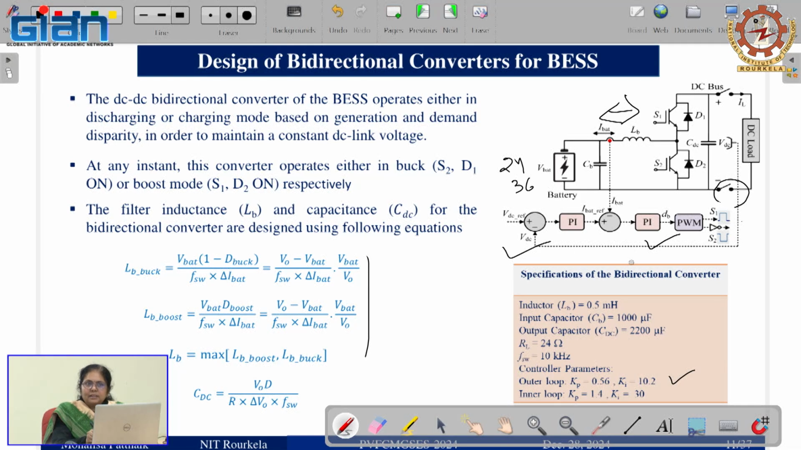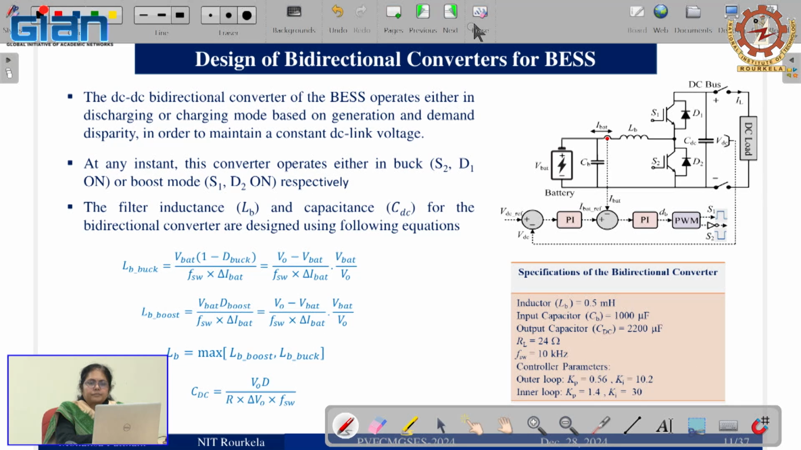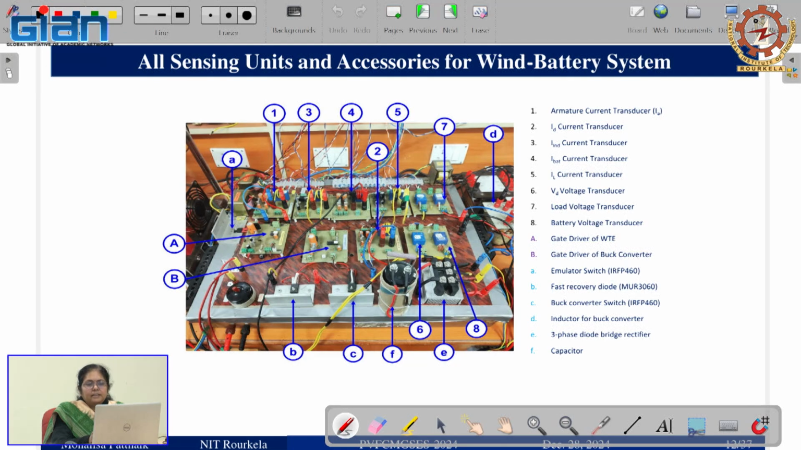After designing and simulating this, we went for the implementation. This is the corresponding sensor circuit developed for this wind battery system. This is the diode bridge rectifier first for the CIG. Correspondingly, the voltage and current sensors are here, and its signal conditioning circuits. We have also set the filter parameters that we calculated, so the same values are placed here.